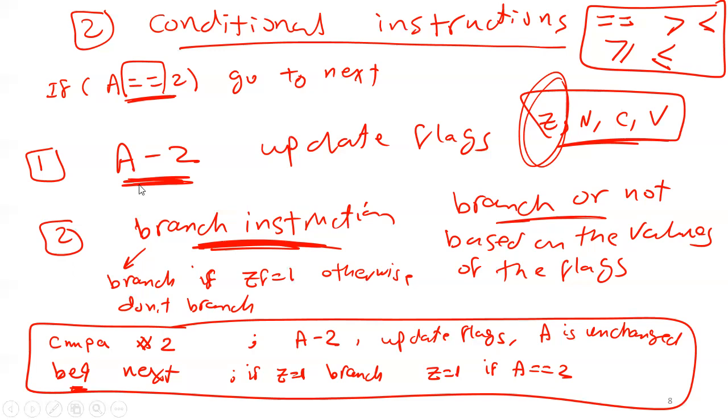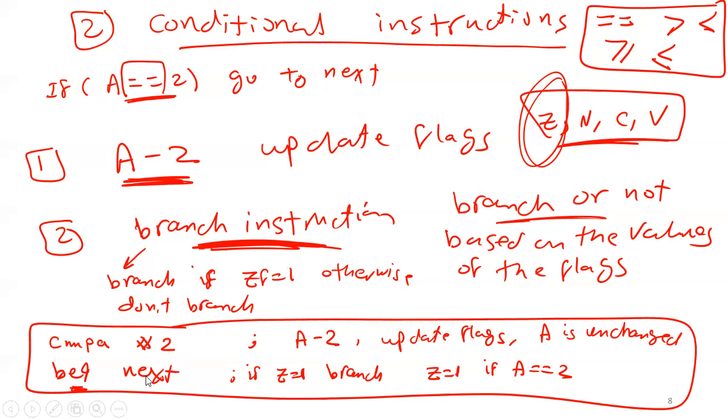When I subtract, okay, and now I want to branch if it is equal. If it is equal, then branch. So this branch instruction is going to look at the 0 flag. Because if the 0 flag is 1, that means A is equal to 2. The branch should be taken.